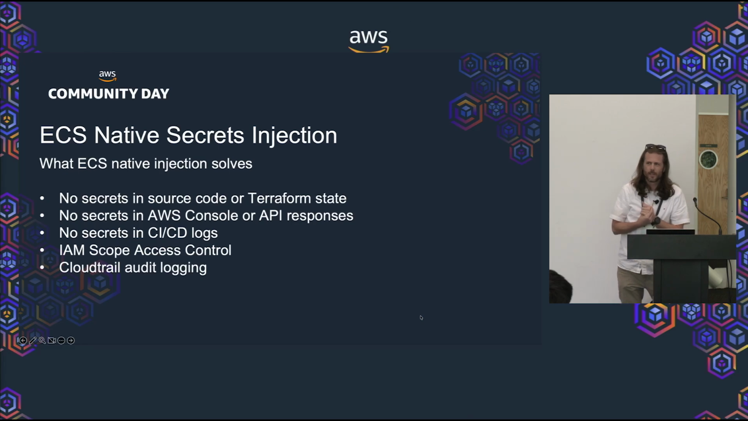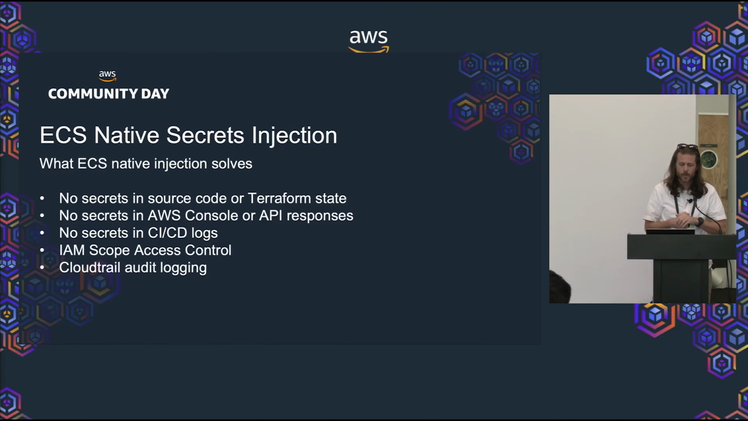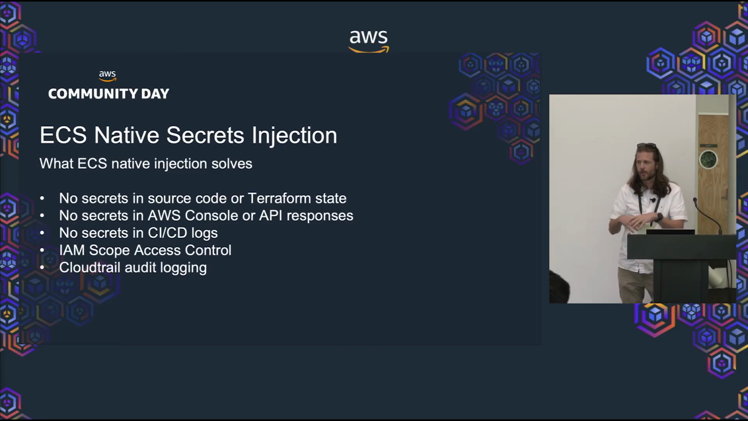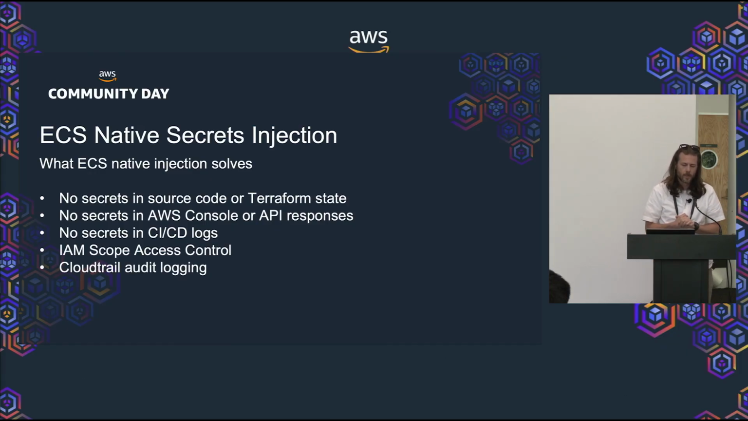All right, so what does this ECS native secrets injection solve? Well, no more secrets in your source code, whether that's IaC, task definition, or your actual application Dockerfile. No secrets in your Terraform state, and no secrets in the AWS console or API responses related to ECS. So those teams of developers who shouldn't see the secrets, but they need to see the task definition, you have that separation. No secrets in your CI/CD logs from building containers and deploying the applications.